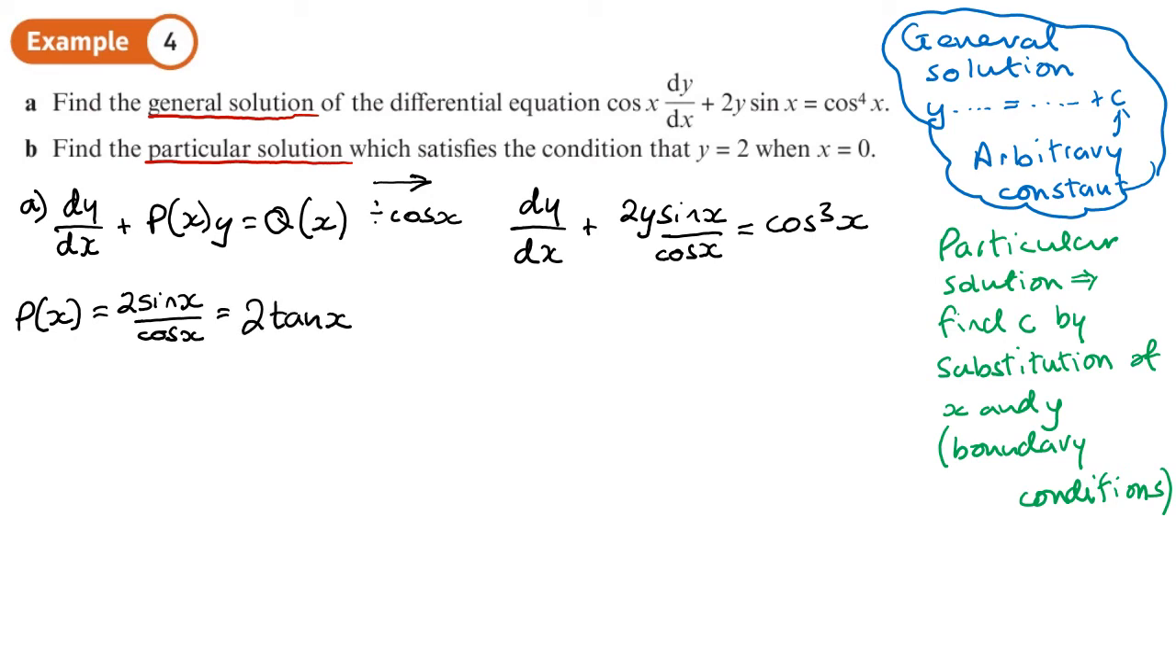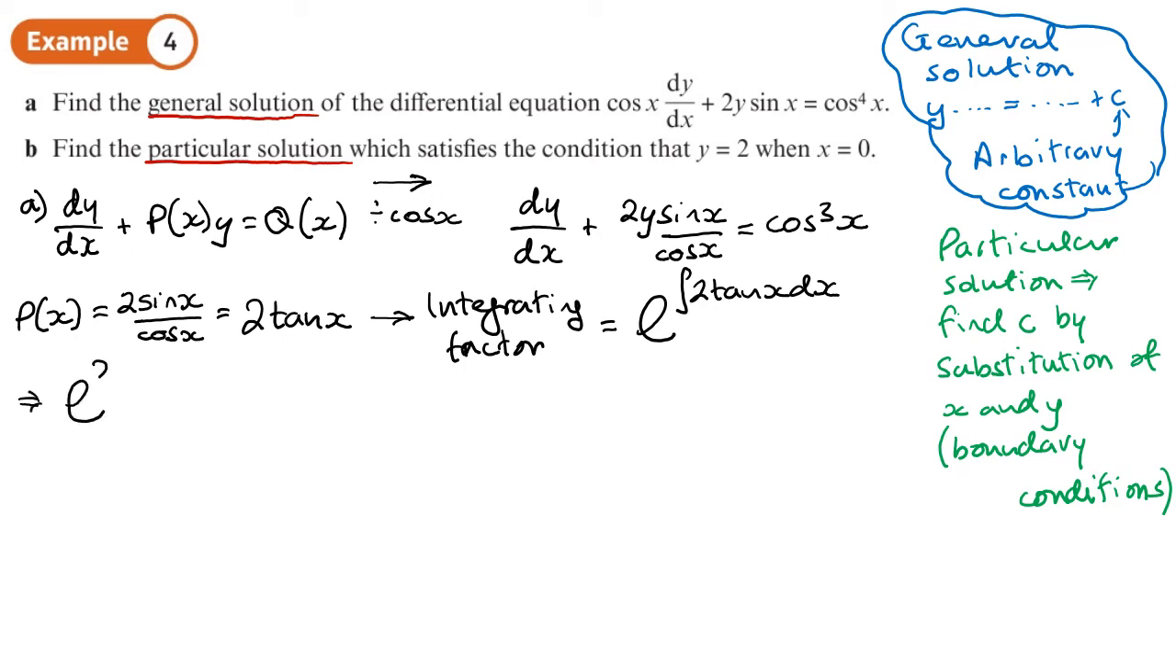Okay, and I need that because I now want to find the integrating factor. And the integrating factor is going to be e to the integral of p of x, so the integral of 2 tan x dx. I can move the 2 over, so I'll get e and then 2, then the integral of tan x dx.